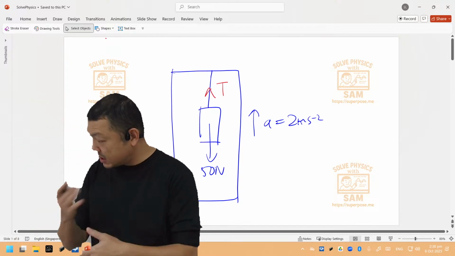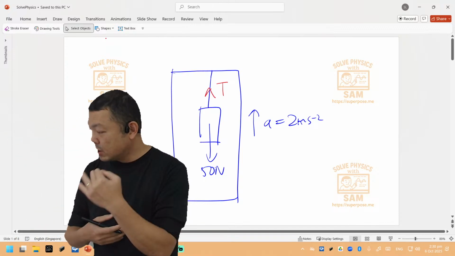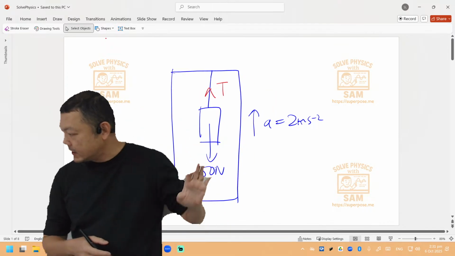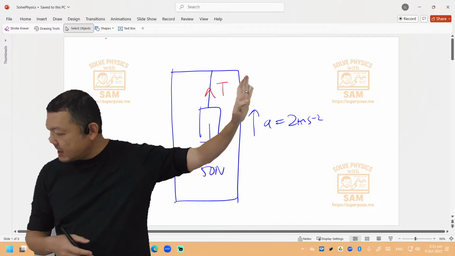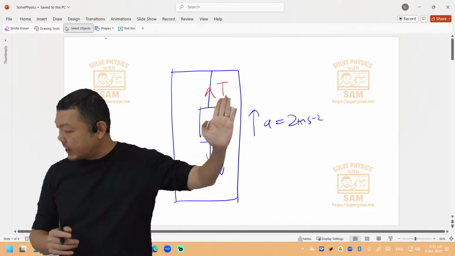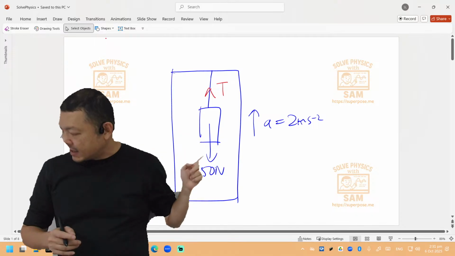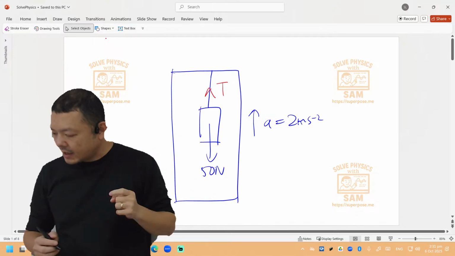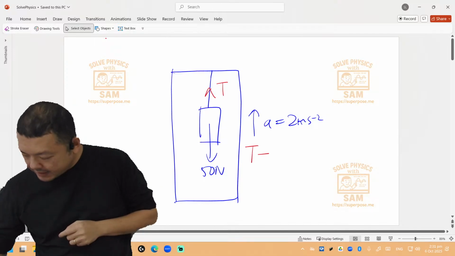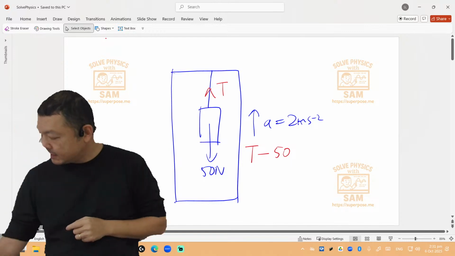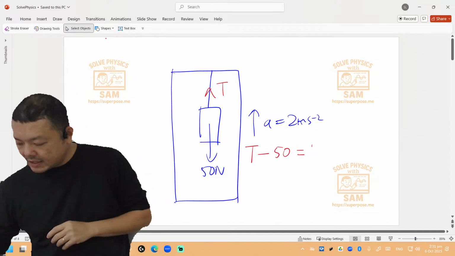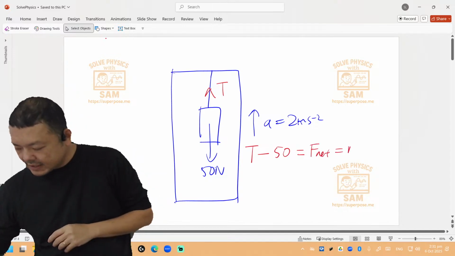Guys, I'm more concerned about the process rather than the answer. I want to show you the working, and it's the working that you need to pay attention to. Very important. If something accelerates upwards, it means the resultant force is pointing upwards as well, right? So T is bigger than the weight, mg. So we have to write T minus 50 equals the resultant force, F net, which equals MA.